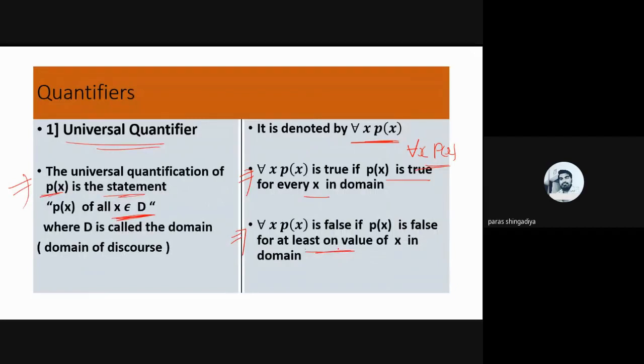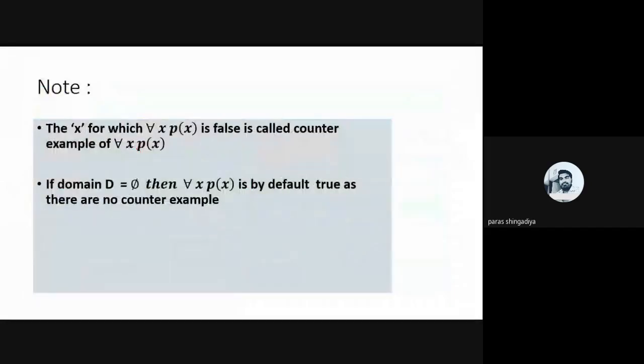That means if p of x becomes false for a single value of the domain, then we can directly say that the universal quantifier will be false. The value of x where p of x becomes false is known as a counter example of every x p of x. For an empty set, we directly consider that every x p of x will be true, because there is no counter example, meaning there is no such x we can find where p of x becomes false.